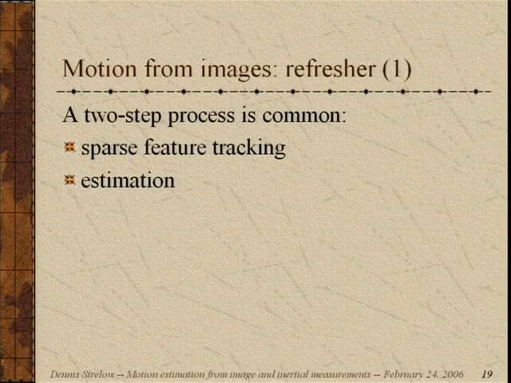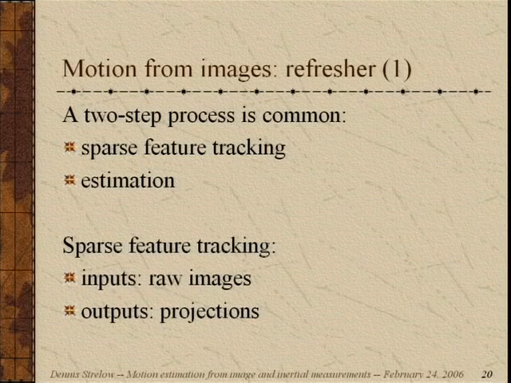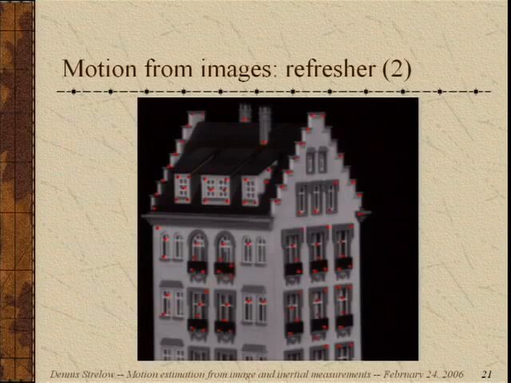All right, so when you're trying to estimate the motion of a camera, or a vehicle to which a camera is attached, from images, a two-step process is common. The first is sparse feature tracking, and the second step is estimation. For sparse feature tracking, the inputs are the raw images, and the outputs are the projections, or the tracking data, of sparse points in that sequence.